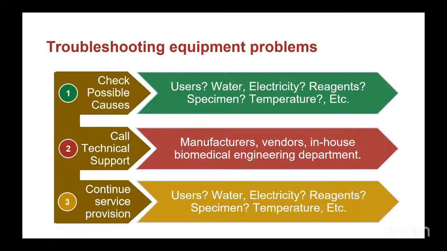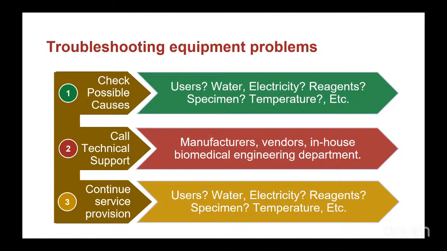Okay, when troubleshooting an equipment problem, you need to check for the possible causes. So when the equipment has issues and you need to troubleshoot, what are the possible causes? Is it water? Is it electricity? Is it reagent? Is it specimen? Is it temperature? You have to check. Then when this is being done and you are not making headway, you need to call technical support: the manufacturer, the vendor, or the in-house biomedical engineer, if you have one, or an external biomedical engineer department. For continuous service provision, you check the water, electricity, reagent, specimen, temperature, and the rest. You need to check all these things.